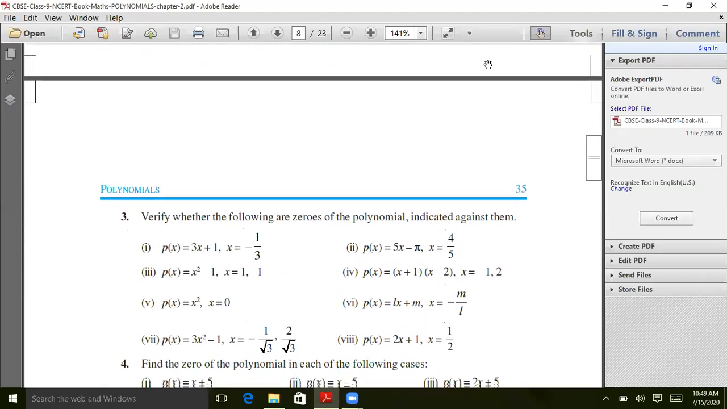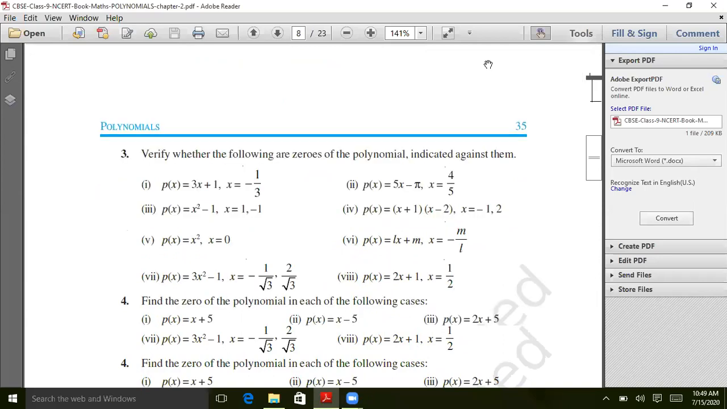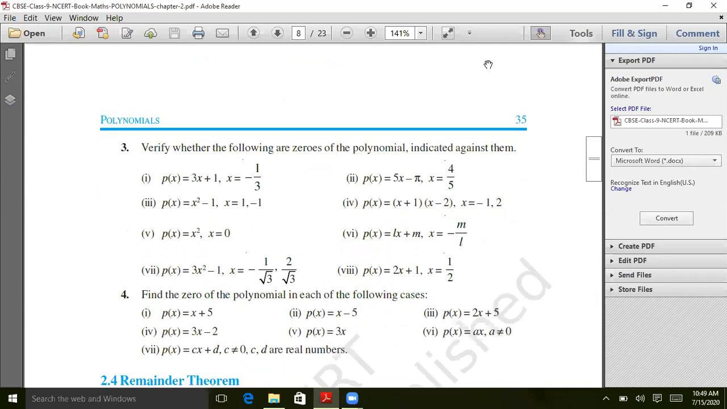Next question, third, is verify whether the following are zeros of the polynomial indicated against them. Right? आपको बताना है कि जो verify whether the following are zeros of the polynomial indicated against them. The expression is given and value of variable is given. You are to tell that value is the zero of the polynomial or not. Firstly, let's understand what is the zero of the polynomial.